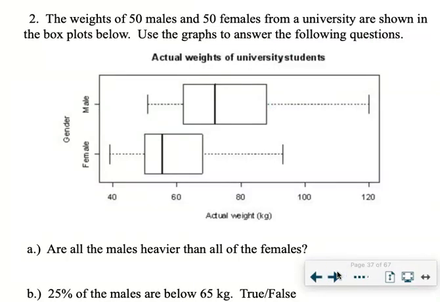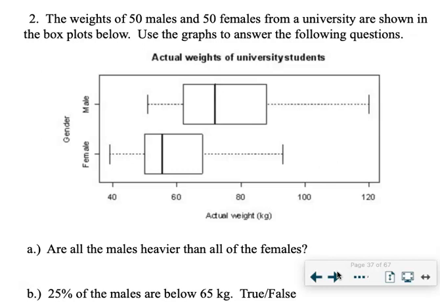Or you might get questions more like this. So this is already the last piece of the video. It says the weights of 50 males and 50 females from a university are shown in the box plots below. Use the graphs to answer the following questions. So we have 2 box plots here, one for female, one for male, and then how much they weigh in kilograms. So the first question, are all the males heavier than all of the females?